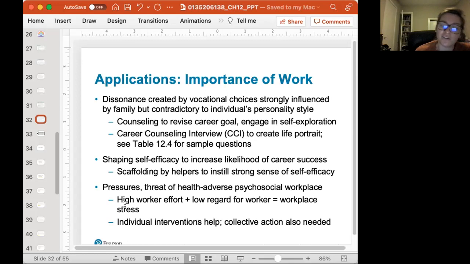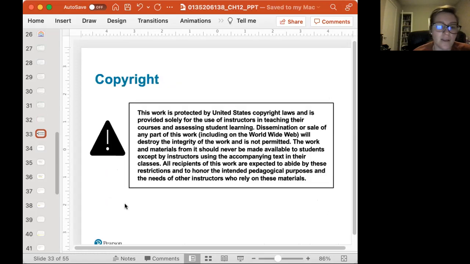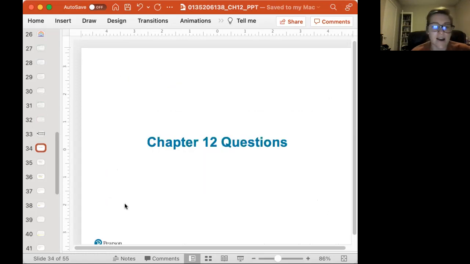There are also pressures and threats of health-adverse social workplaces. High work effort and low regard for the worker equals workplace stress, and individual interventions help, but collective action is also needed. So that's the end of the slides, and now for some chapter 12 questions.